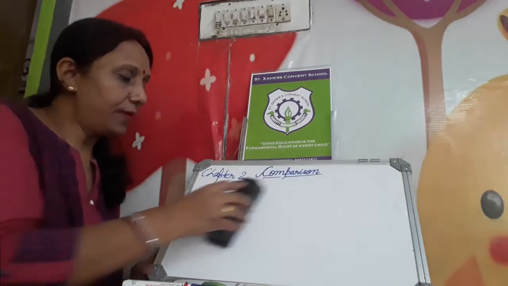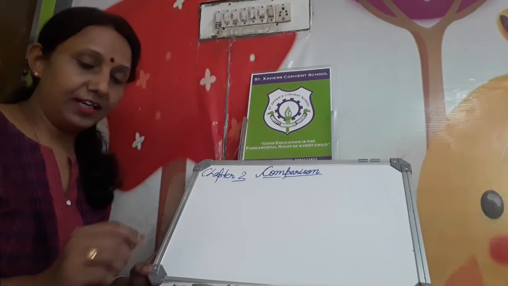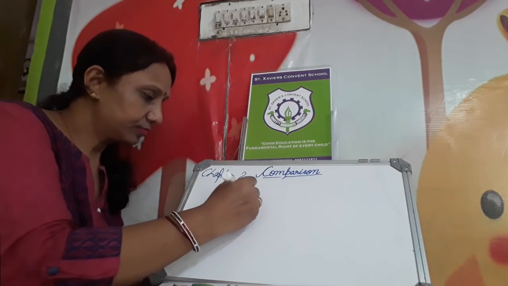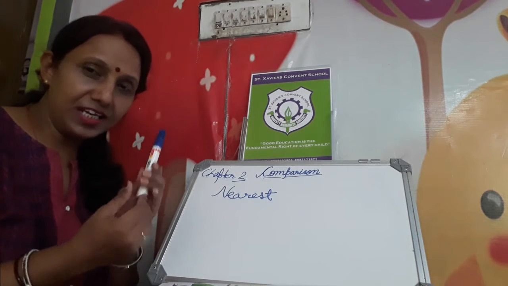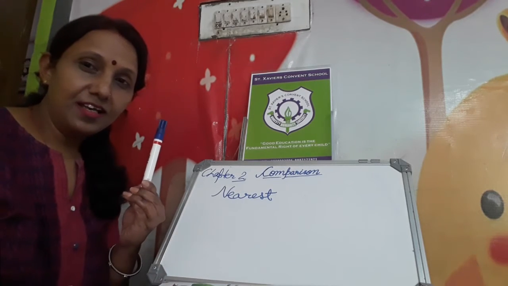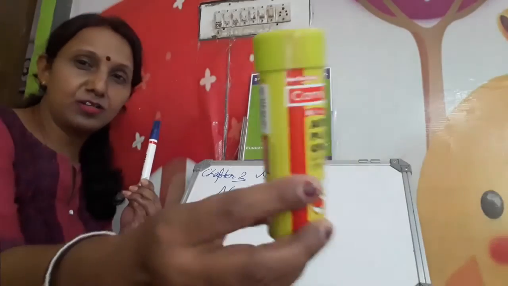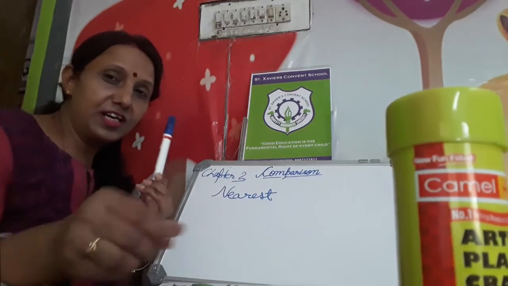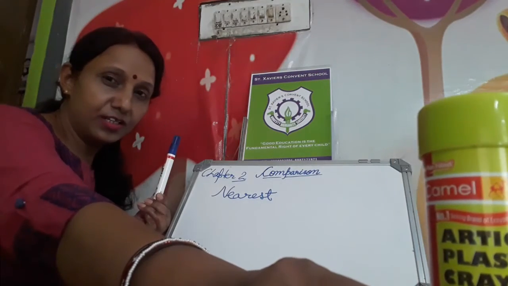Now, after top and bottom, we will study nearest and farthest. Okay? Nearest is that one which is very close to you. So you can see here this marker is very near to me. This box is very far from me. This box is not nearest to me. That one is the farthest. And this marker is very near to me, and this color box is the farthest from me. It's not near to me.